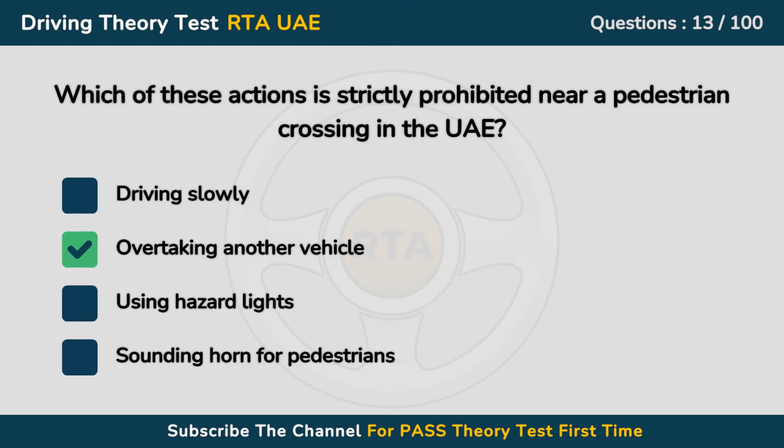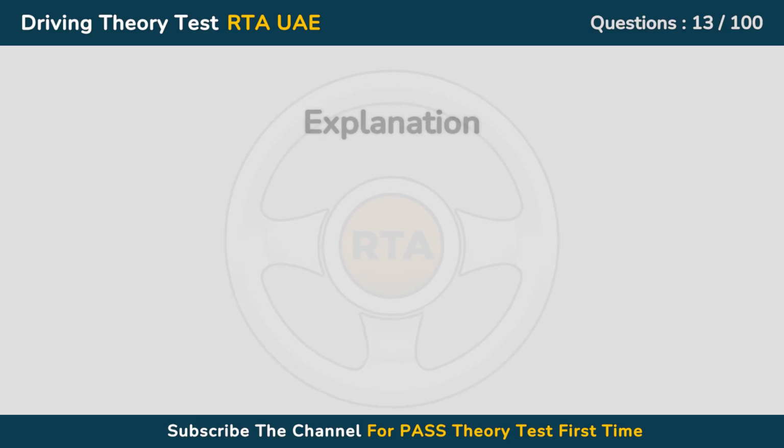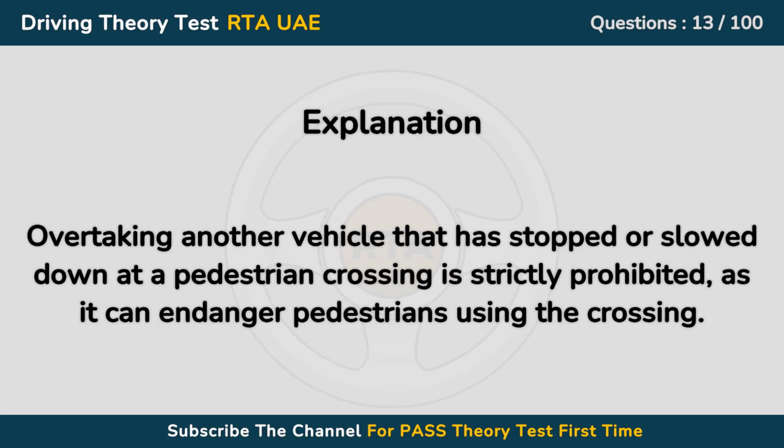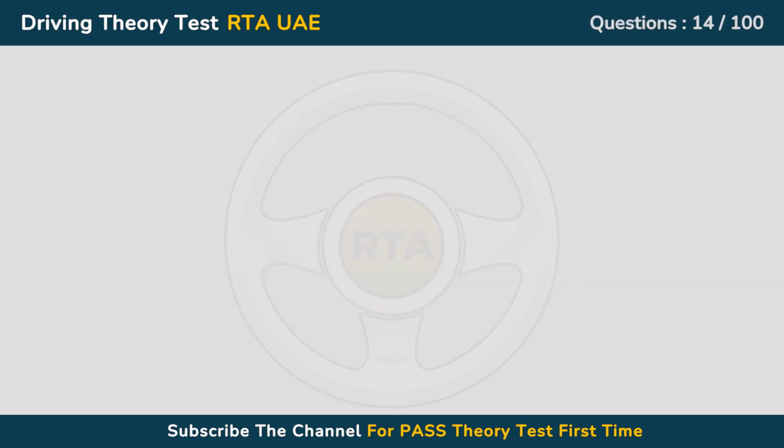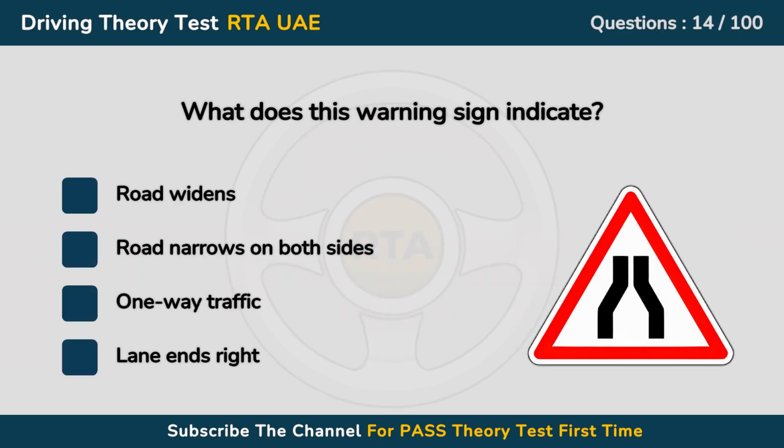Answer is B. Overtaking another vehicle. Overtaking another vehicle that has stopped or slowed down at a pedestrian crossing is strictly prohibited, as it can endanger pedestrians using the crossing. Question 14. What does this warning sign indicate?